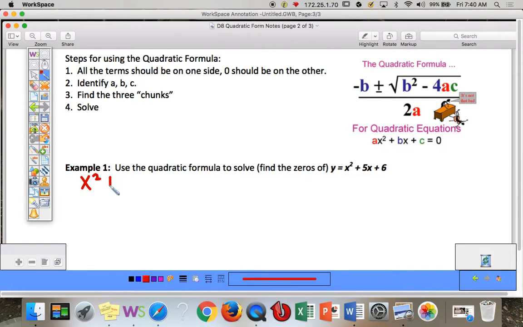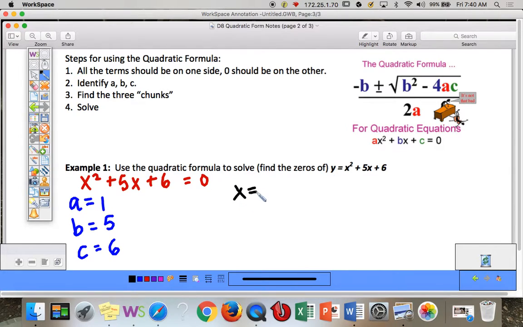So we have x squared plus 5x plus 6. Everything's on one side. This equals 0. Let's identify a, b, and c. A is the number next to the x squared. If there's not a number shown, we know that that's 1. B is the number next to the x. Here it's 5. And c is the number by itself, which is 6. Now we're going to plug into the formula.